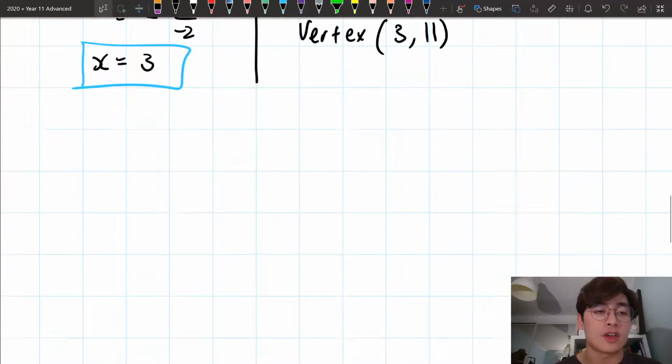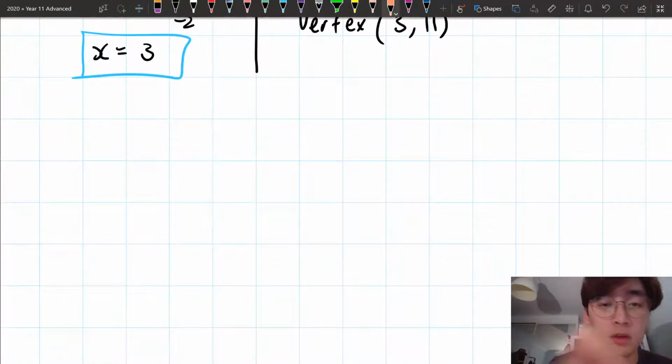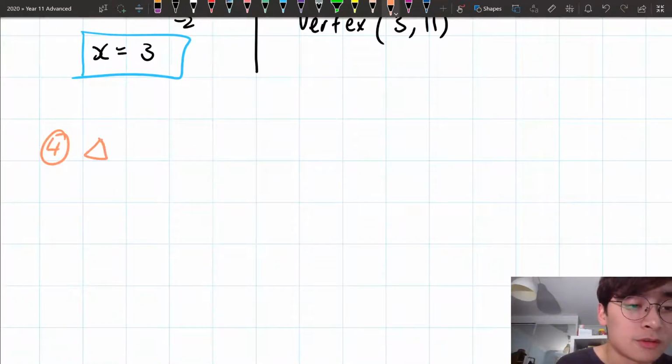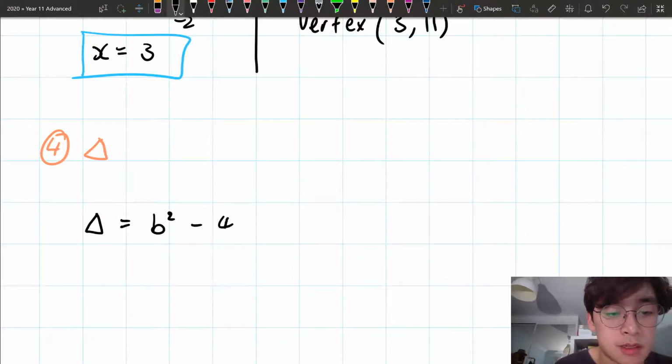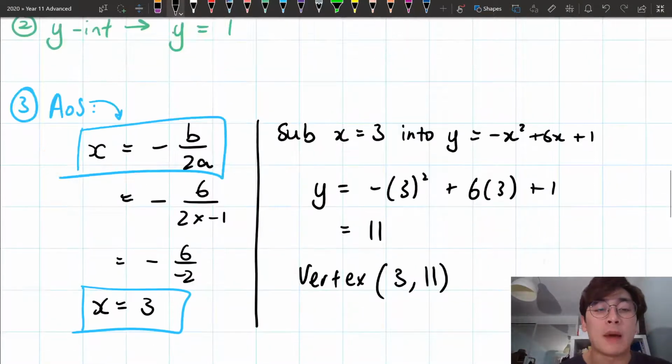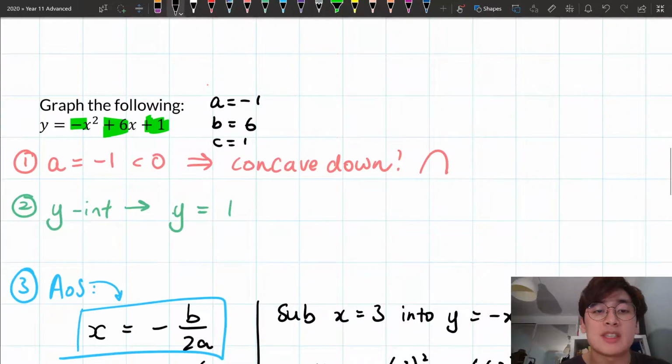Okay. Final part. Section 4 is we check the discriminant. Now the discriminant, and I'm going to write underneath, I'll do it in black. Discriminant is equal to b squared minus 4ac. I'm going to look back up. My b value is 6, my a value is minus 1, and my c value is 1.